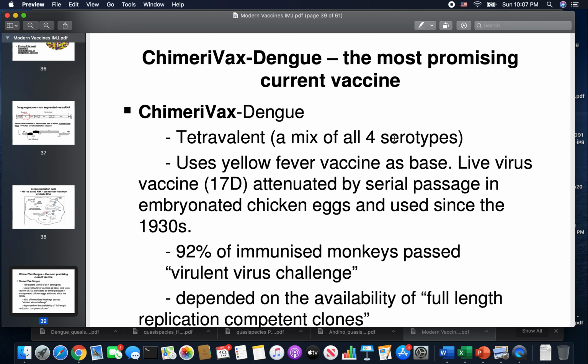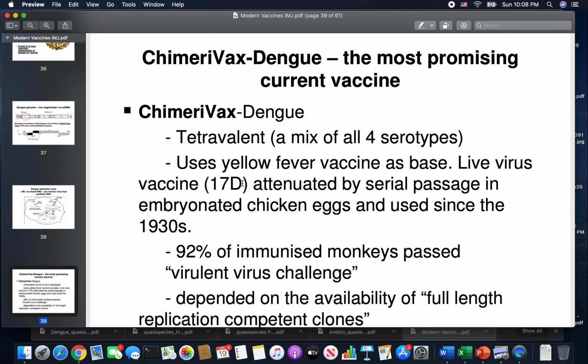So it's a mixture of 4 common serotypes of dengue virus. This is different than the 4 serotypes we looked at for rotavirus, but there are 4 common serotypes of dengue virus. And it's going to use the yellow fever virus vaccine as its base. The yellow fever virus vaccine is called the 17D vaccine. That's just the name of the vaccine, a little code name, if you like.